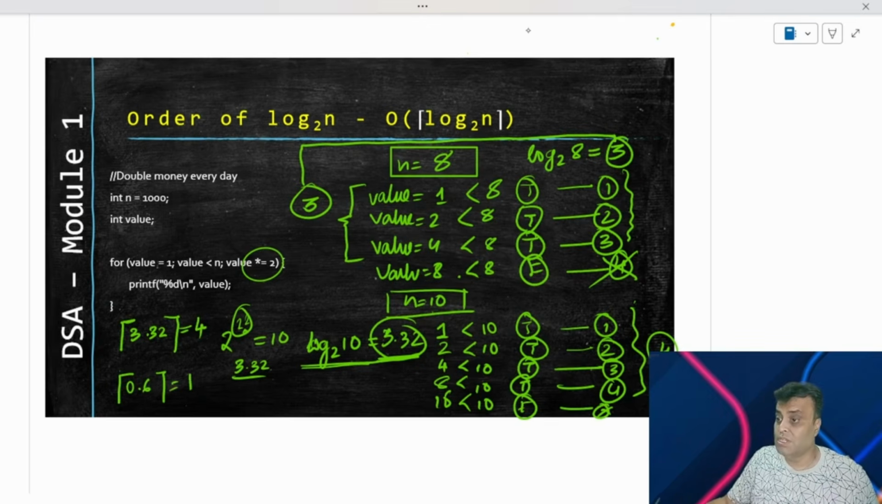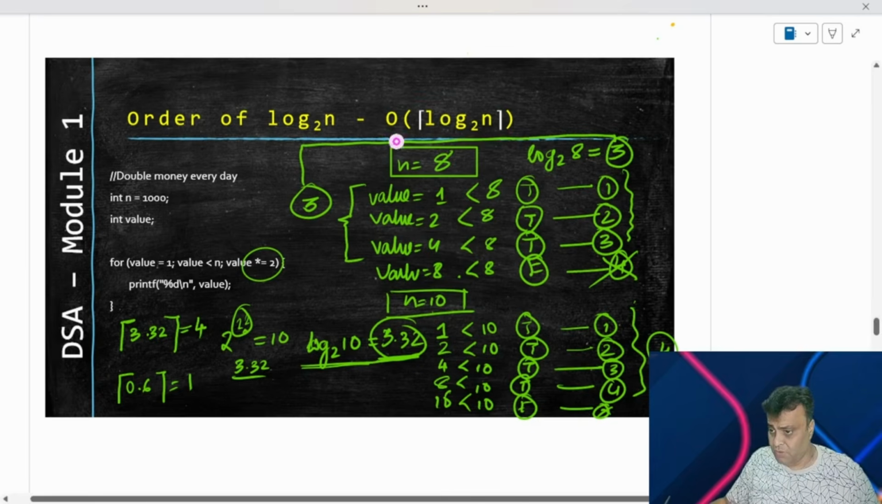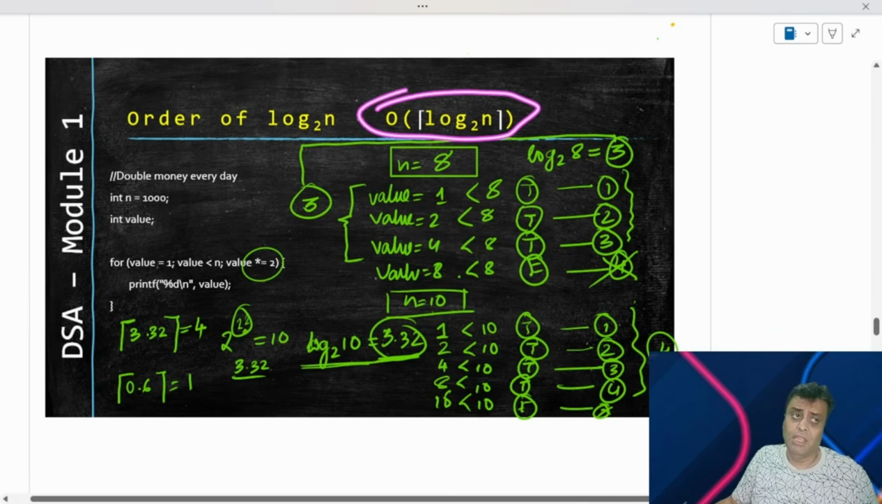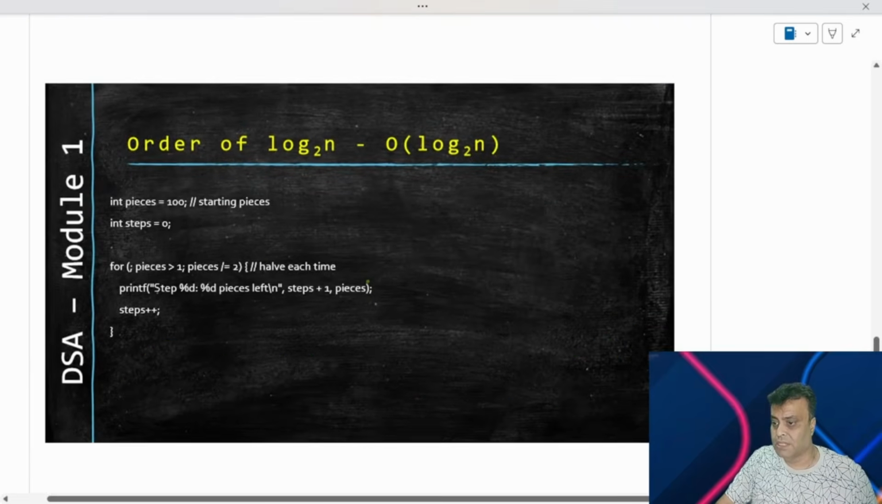That is why what I have given here is the ceiling of log base 2 of n as the order. So be careful when you are talking about log base 2 of n. It is not just log base 2 of n, it is the ceiling of log base 2 of n as the order of the complexity that you will get. So I think that is understandable, and therefore let's move on to the next complexity example.